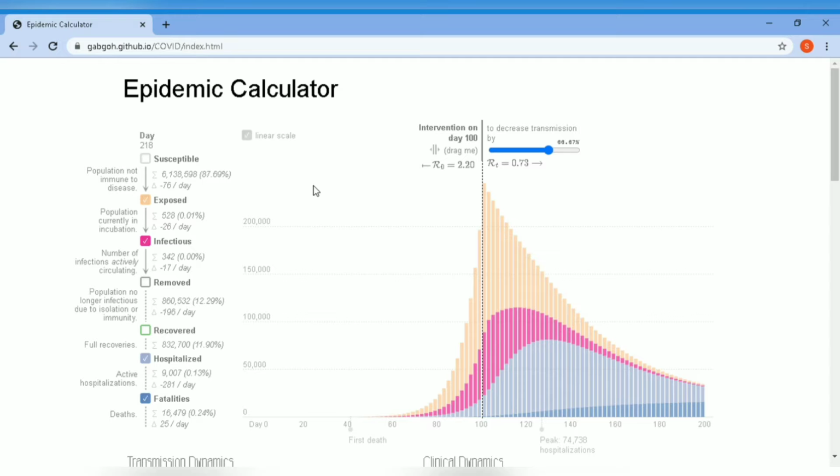Hi, do you want to know how to read this coronavirus prediction curve? If you want to learn about this, then please watch the full video.